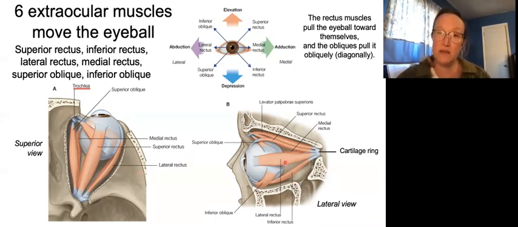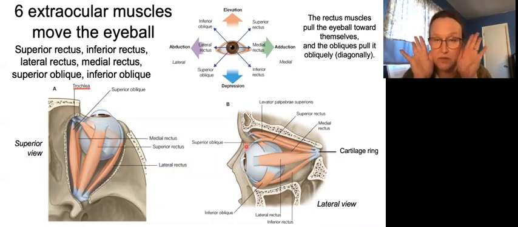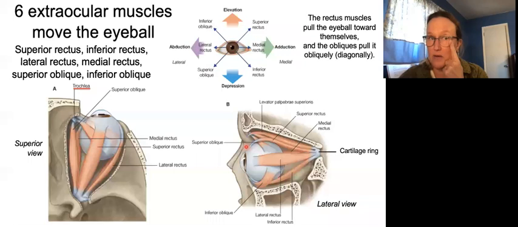Each of the rectus muscles pulls the eyeball toward itself. So the superior rectus pulls it up, inferior pulls it down. The lateral rectus, you can't use both of your lateral rectus muscles at the same time. They each pull the eyeball off to their own side. So my left lateral rectus pulls my eyeball to the left. My right lateral rectus pulls my eyeball to the right. Okay. And then we have the medial rectus muscles, which pull your eyeball towards the medial side. They pull it towards the middle.